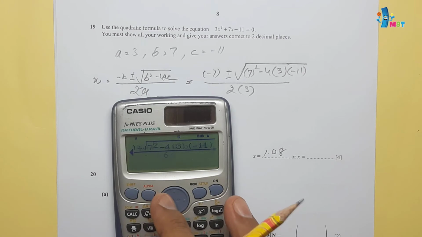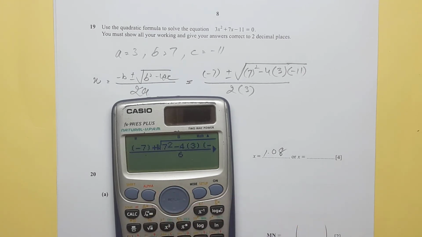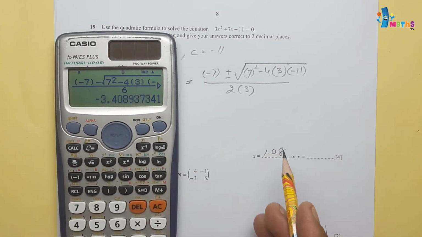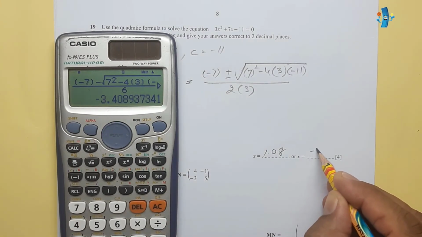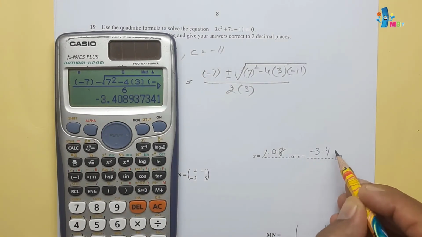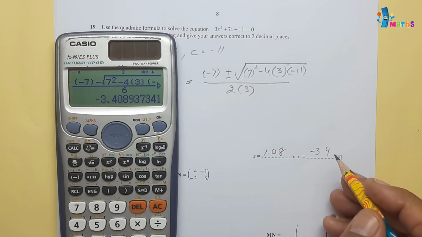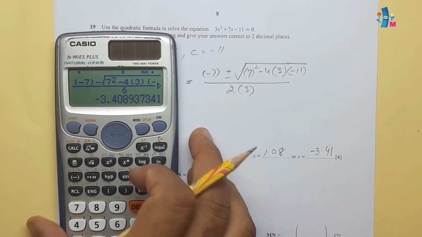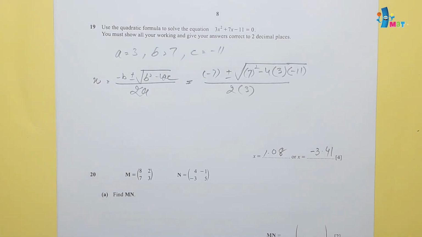And now we can change the minus sign for this one. So we will be changing the minus sign, and this will be equal to minus 3.408. We can write minus 3.41. Now question number 20, matrix M, we have to multiply these two.